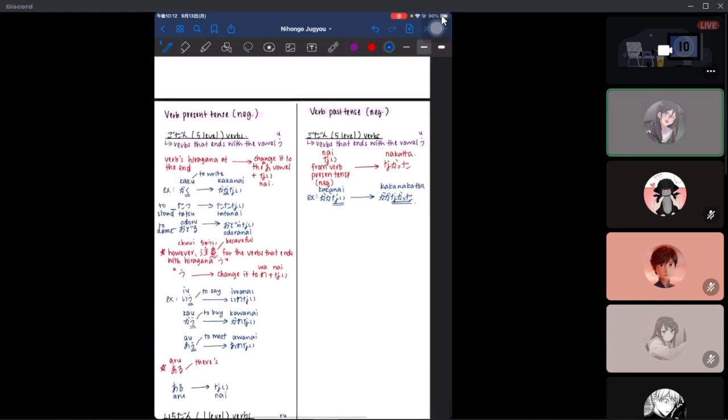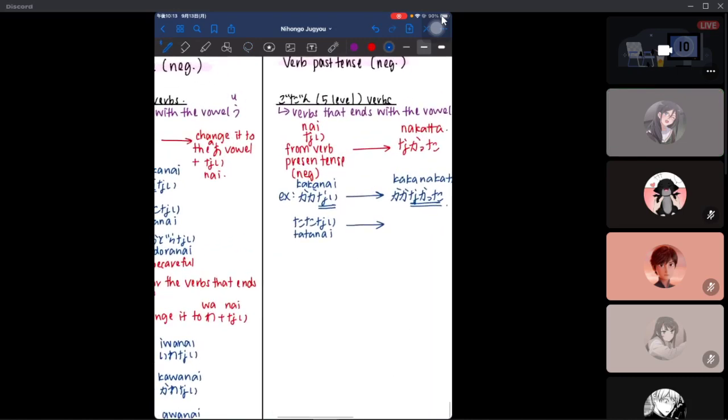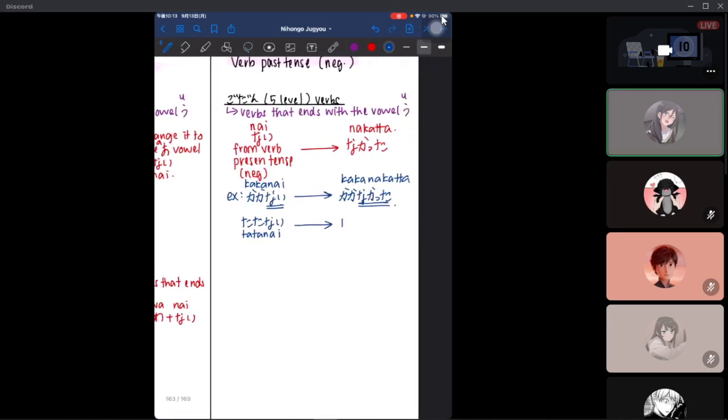The next example would be tatanai. If it's tatanai, what will it become? Everyone, what will it become? Tatanakatta. So it will become tatanakatta.